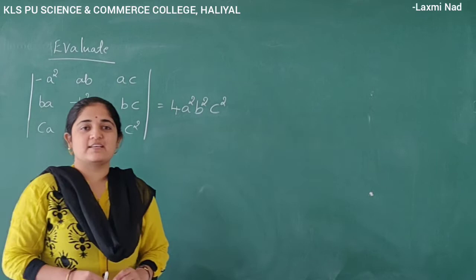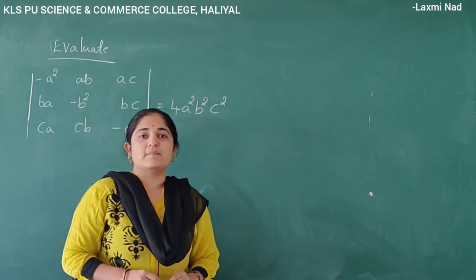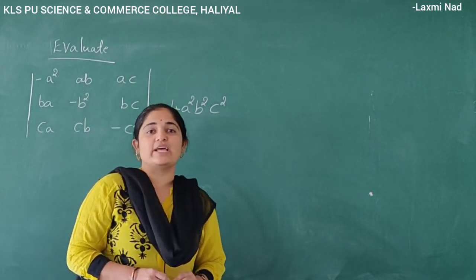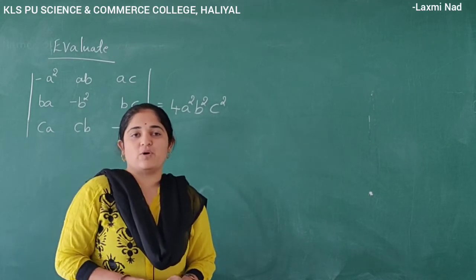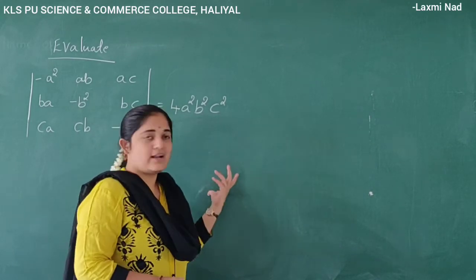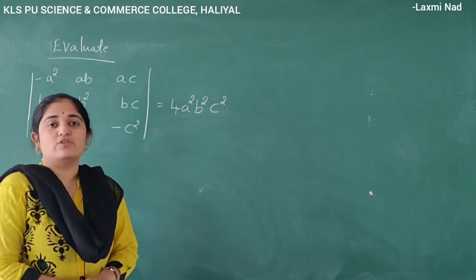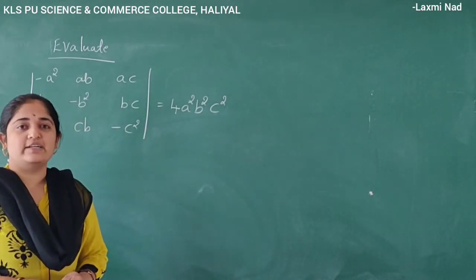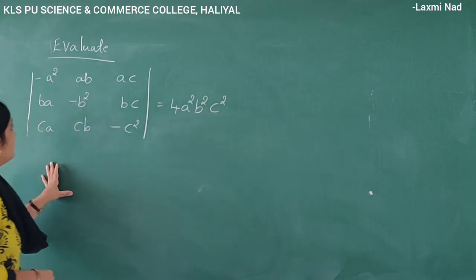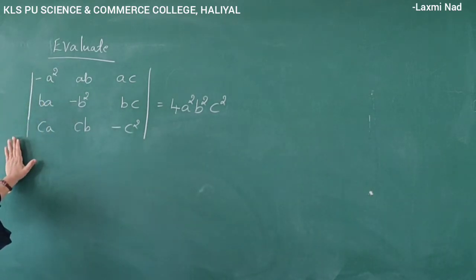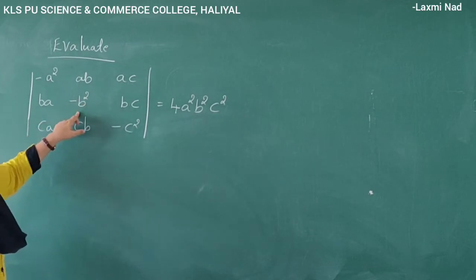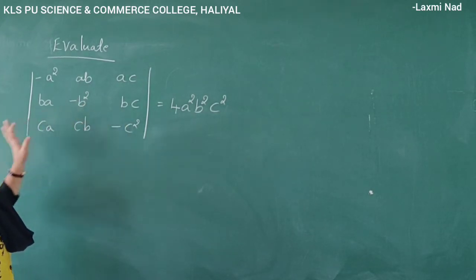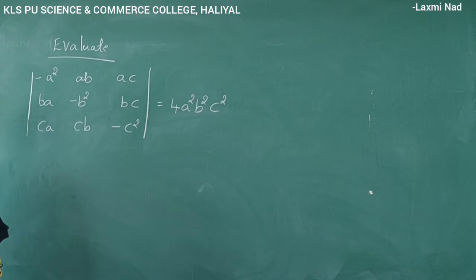In the last session, we will discuss problems based on determinants without expanding. We will solve them by using the properties. We solve a few problems, and here also some problems are there on the properties of determinants. They have given: evaluate the determinant with rows minus a square, ab, ac; ba, minus b square, bc; and ca, cb, minus c square.